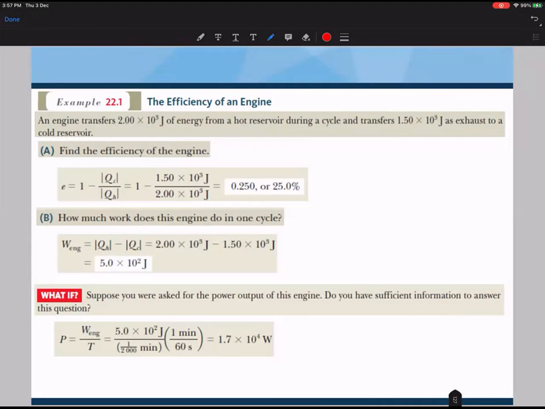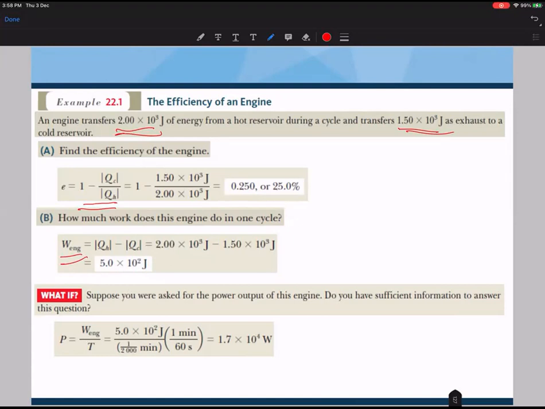Going back to the equation, 1 minus QC over QH. Remember, we just consider the magnitude of the heat energy in this equation. QH is the heat energy input, 2 times 10 to the power 3. QC is the heat thrown away as exhaust. So the efficiency is 25%. During the process, you have the work done by the engine equals QH minus QC. So that is how we handle the 3 terms in the calculation.